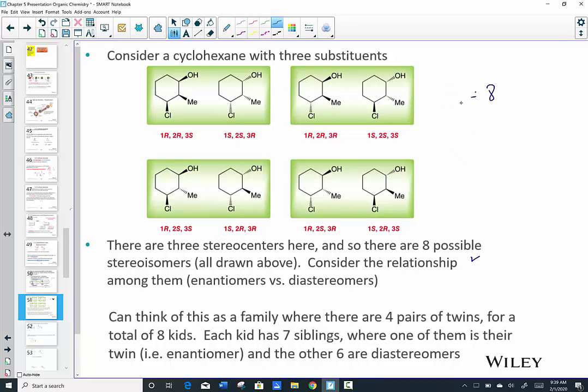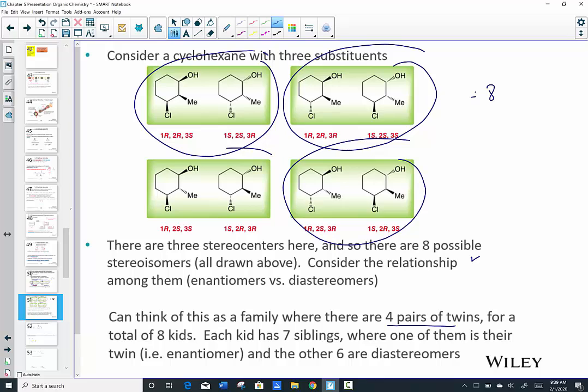Let's suppose that we think of a family where you have 4 pairs of twins, right? Here's a set of twins 1, 2, 3, 4. Enantiomers are non-superimposable mirror images. In essence, they're twins. I'm seeing a reflection in the mirror, and it looks a lot like me. That's a twin. But you have a total of 8 kids.